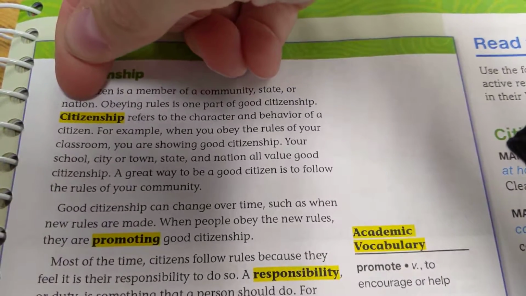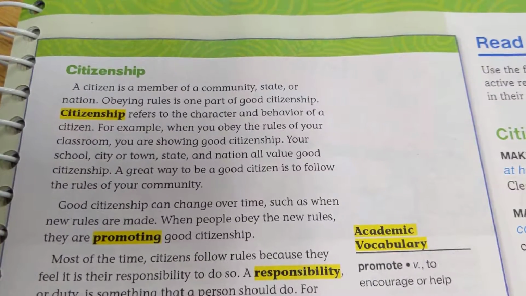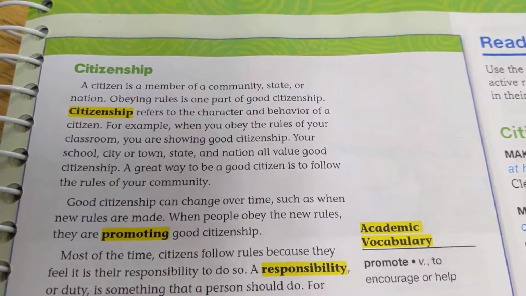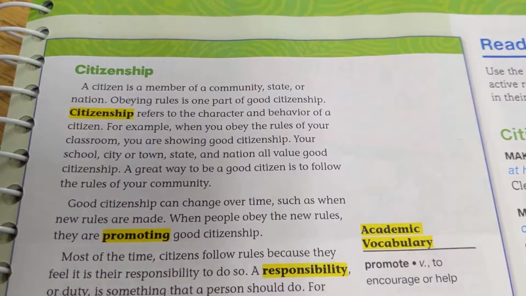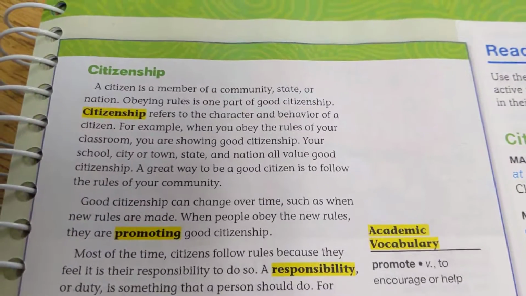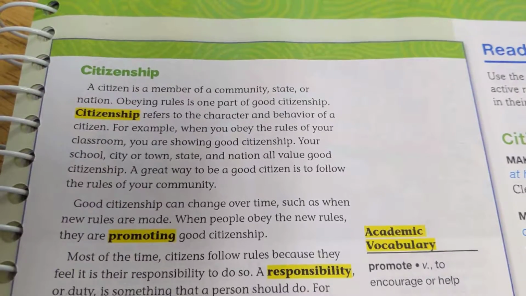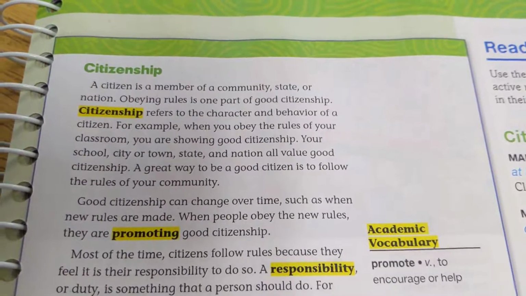And you're citizens of the United States of America, that's our nation. Obeying rules is one part of good citizenship. Citizenship refers to the character and behavior of a citizen. For example, when you obey the rules of your classroom, you are showing good citizenship. Your school, city or town, state, and nation all value good citizenship. A great way to be a good citizen is to follow the rules of your community.